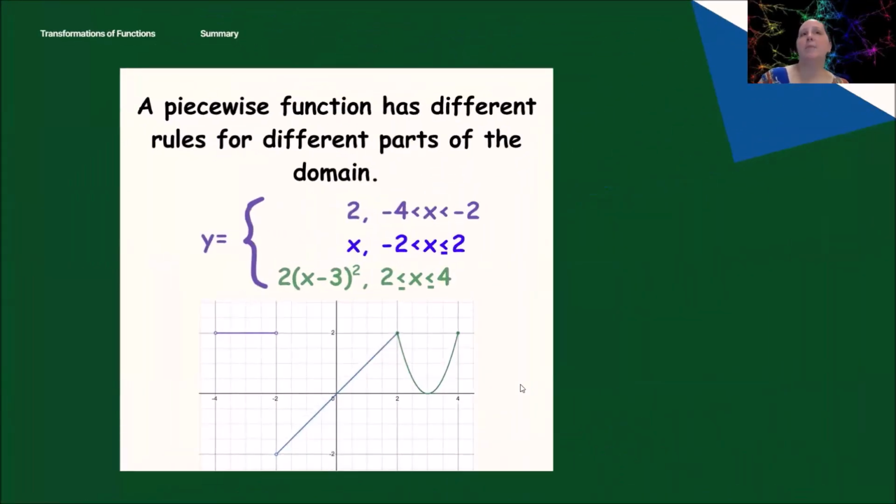Again, a piecewise function has different rules for different parts of the domain. Here's what a piecewise function could potentially look like. Piecewise functions really can look like pretty much anything, and they can involve hundreds of different sections, or they can involve 1 or 2. So these are what piecewise functions are. And that is the end of lesson 3.